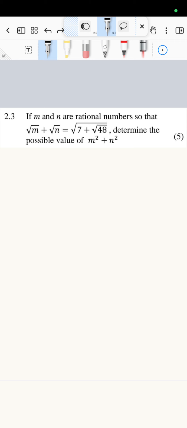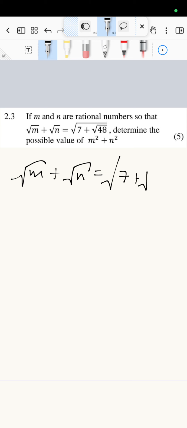Okay, so the first thing that we are going to do here is, well, not multiply, we're going to square both sides. On our left hand side, we have the square root of m plus the square root of n. And on our right hand side, we have 7 plus square root of 48. Right, all of that under the root.